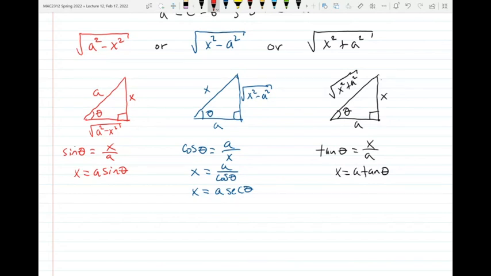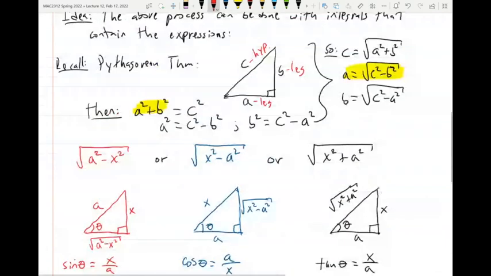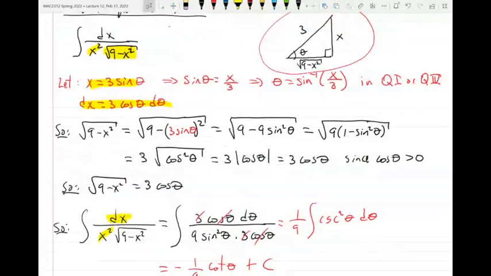Adjacent, hypotenuse. What comes to mind? Cosine. So cosine of theta is adjacent over hypotenuse. Now you get here for free that your radical is 8 times cosine. Do you understand this? That way you avoid doing all of this business that we did before. Okay?